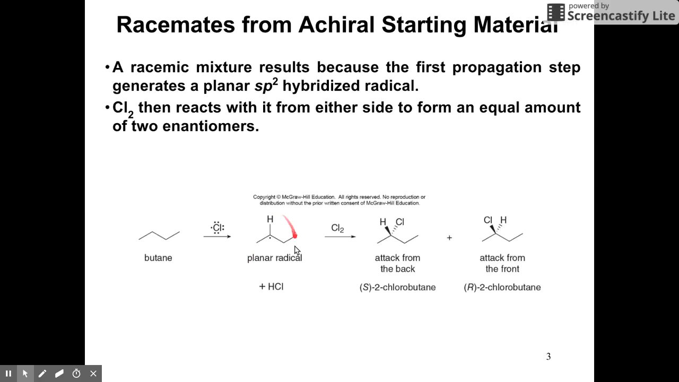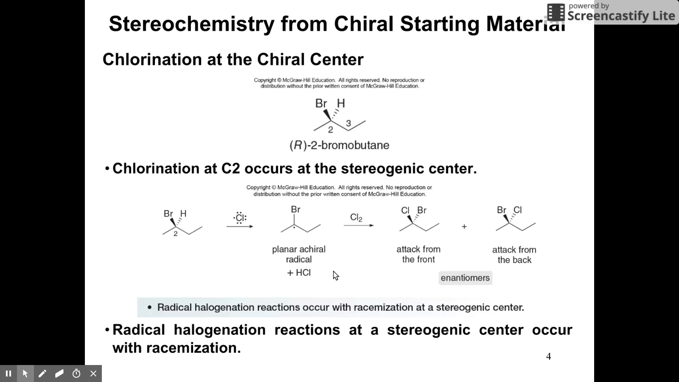And the key really is this intermediate. The planar radical is going to allow equal attack from the back and the front to create a racemic mixture. And so again, if you've got achiral starting materials, you're either going to get achiral or racemic mixture. As far as if you are starting with something that's chiral, there are two places that things can happen.